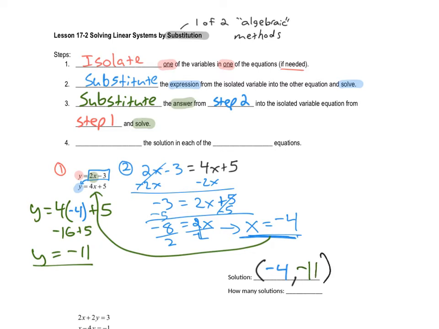All right, so how many solutions do we have then? One. And what does that represent? Where the two lines cross. Don't forget, we are talking about lines crossing still. Where the two lines intersect.